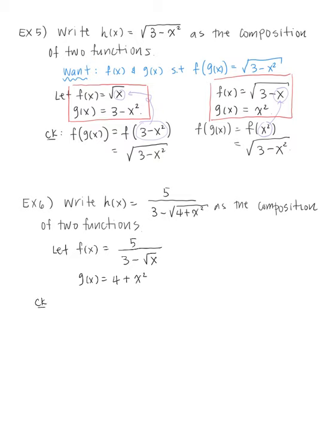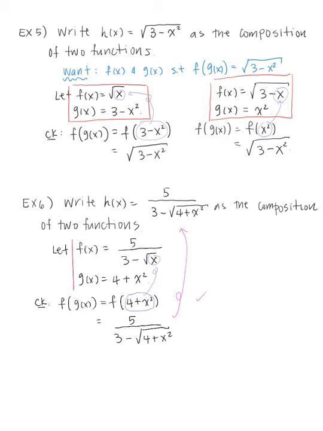So let's just check f of g of x. So this is f of 4 plus x squared. So now let's see, you need to look at function f, and it replaces x with what's in the parentheses. So then this is going to become 5 over 3 minus the square root of 4 plus x squared, which is exactly what we wanted up here. Okay, so it checks. So I'm going to box this for the answer. But again, you could come up with all sorts of different f of x and g of x.